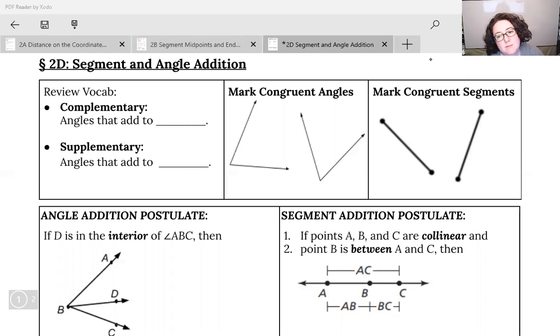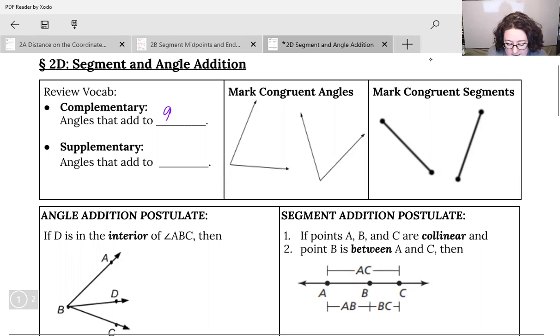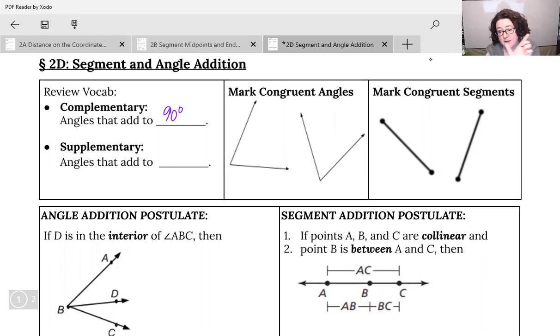Today we're looking at segment and angle addition, but before we get going on what that is, we need to talk about a little bit of vocabulary that might help us out. So first thing, our vocab, complementary, you've probably heard that word before. That means if you have two angles, their measures are going to add to 90 degrees. So in other words, when we put them together, that might make a right angle.